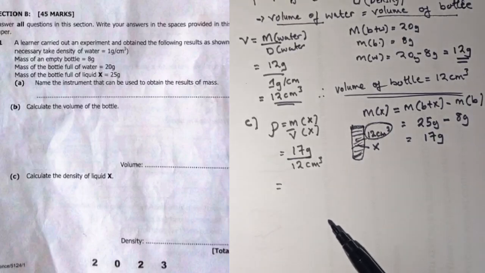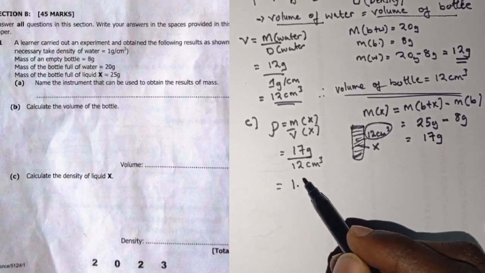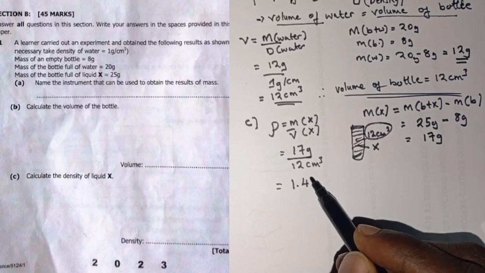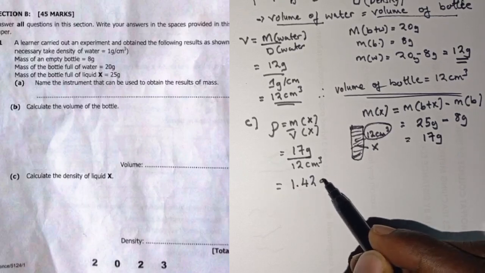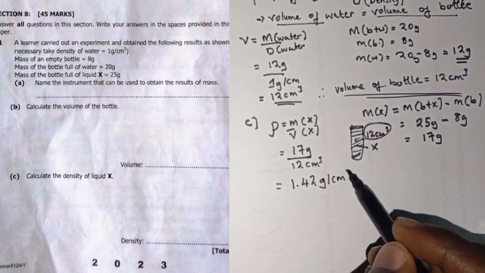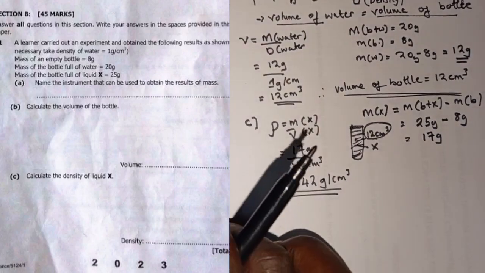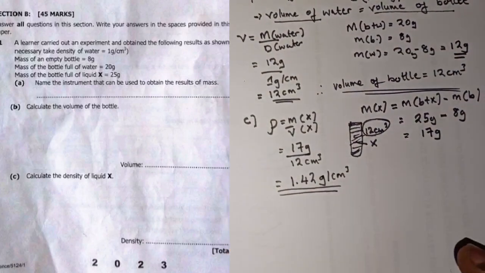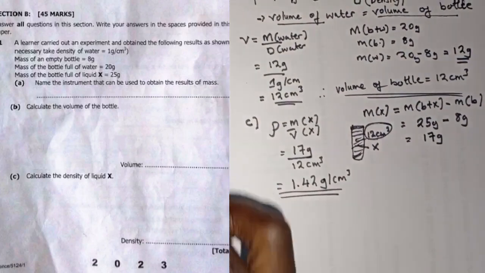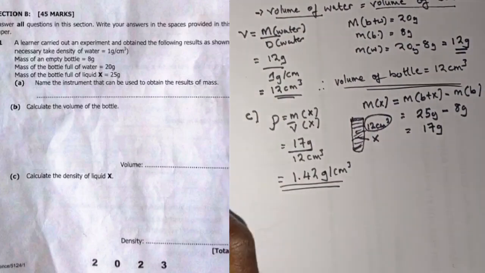Okay, and here we are going to do 17 divided by 12. We get 1.42 grams per cubic centimeters. So that was question 1. Okay, I hope we learned something. That was question 1 for this paper.